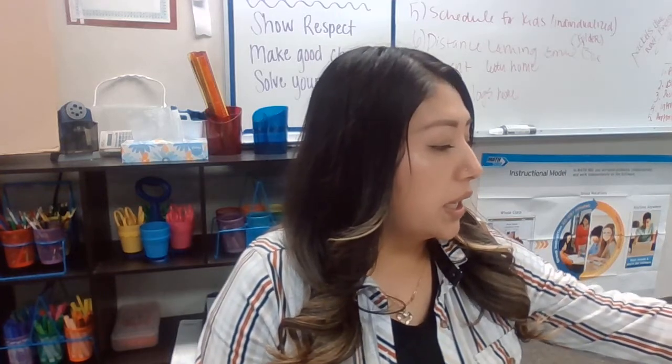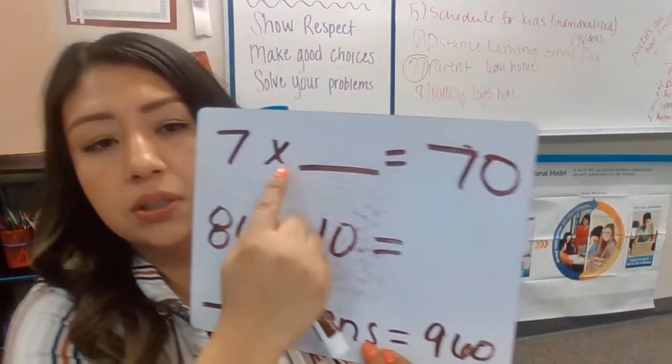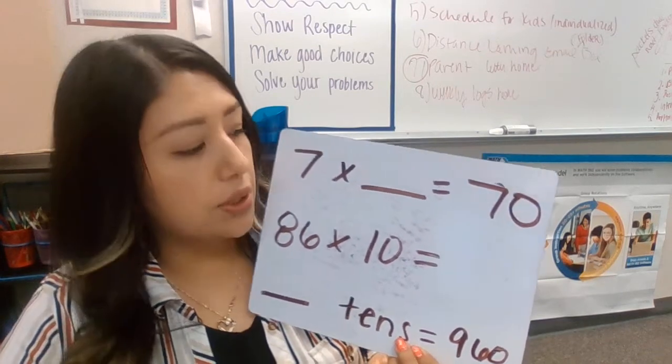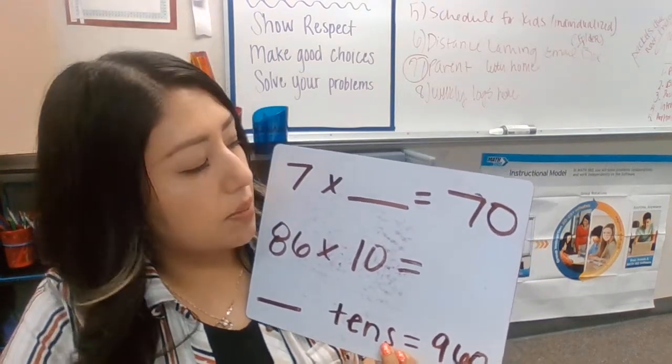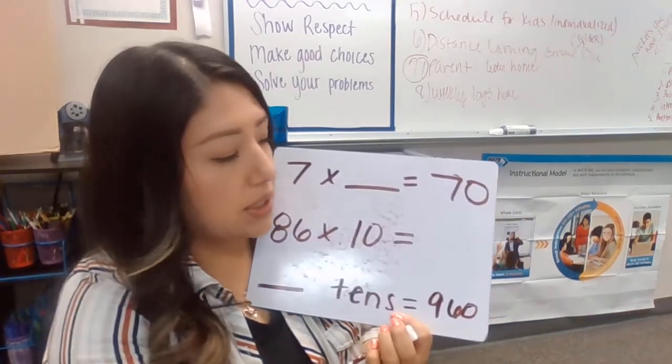So the topic for this first week is multiplying by 10. We're going to be dealing with a lot of tens. I have a couple of problems that I already pre-wrote out on a whiteboard for you. If you pay close attention to these problems, all of them are dealing with tens, okay? The first one is 7 times blank equals 70. If you took a wild guess, yes, the missing number is 10. Like I said, we are going to be working with tens a lot this week.